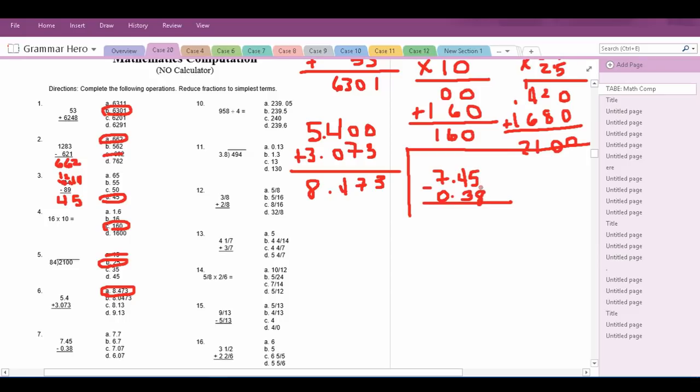5 minus 8's not doable, so we got to borrow this 1 from this 4. This becomes a 3. This becomes 15. 8 goes to 15 how many times? 7. Or 15 minus 8 is 7. 3 minus 3 is 0. We bring down our decimal place. 7 minus 0 is 7, so we get 7.07. Okay.